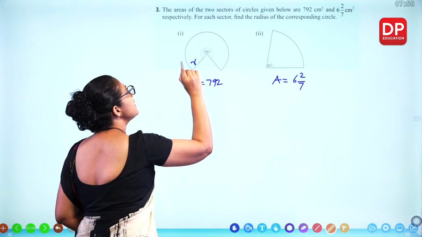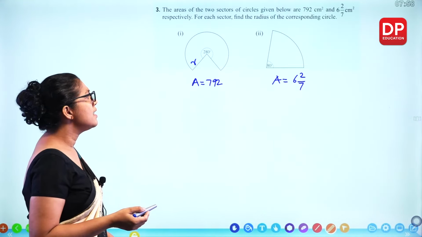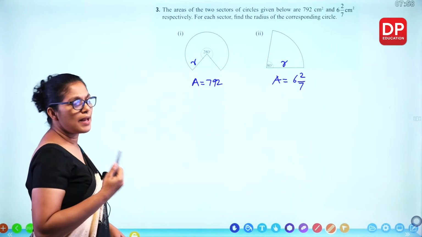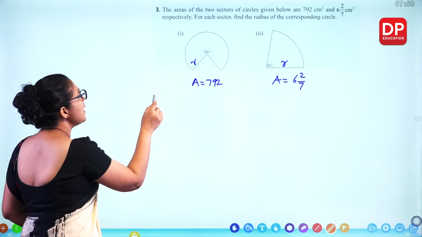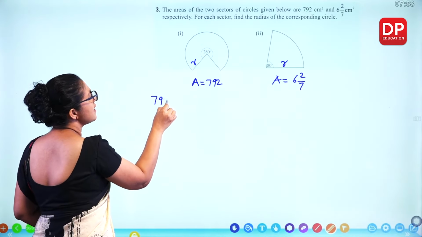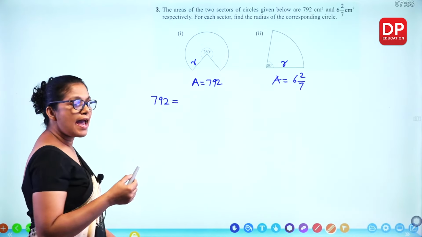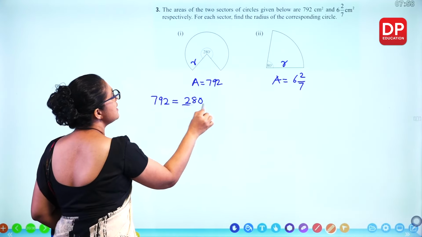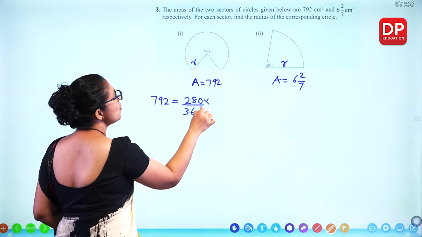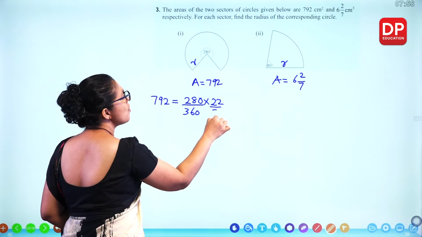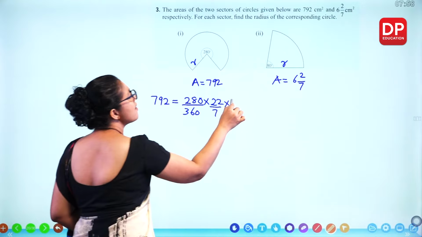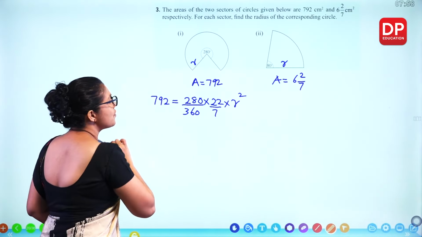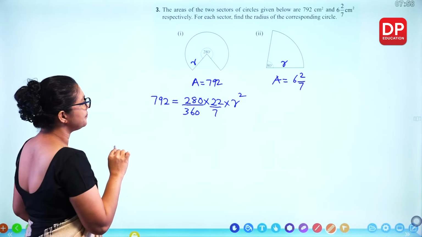Now, the angle at the center is given, and you are asked to find out the radius. So, we'll put r as the radius and we'll apply the same formula. Now, we know the area. Area 792 is equal to what? The angle divided by 360, so 280 divided by 360 into pi. Pi is 22/7. r we need to find out, so I'll put r squared there. Then try to simplify this.